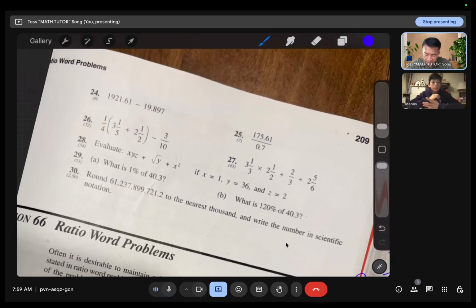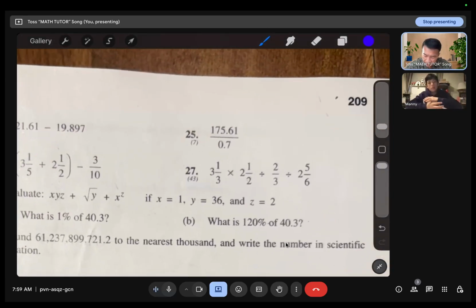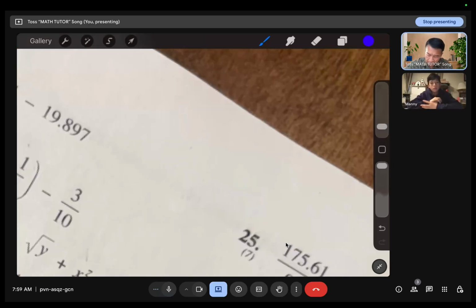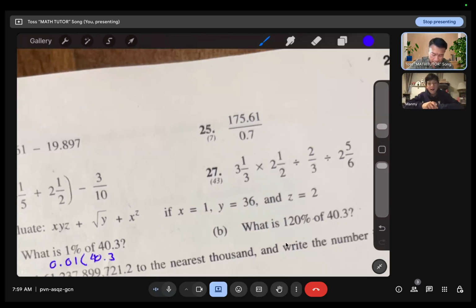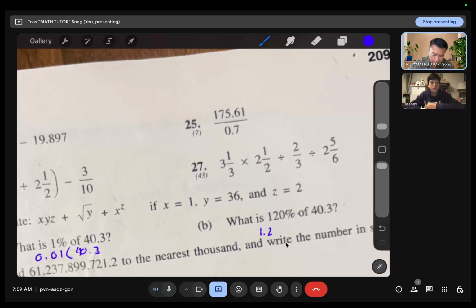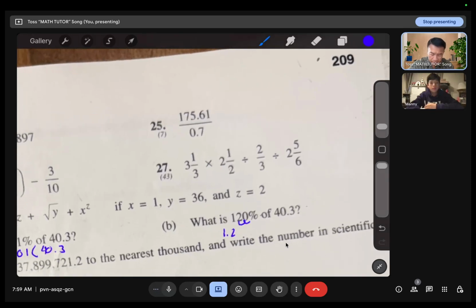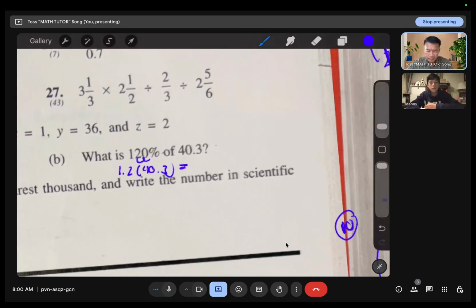You've got to convert this percent into a decimal, and then multiply it. Is that okay? You know this 1.2. If you convert, 1.2 is equal to 120%. Put a parenthesis because these are decimal numbers, times 40.3.